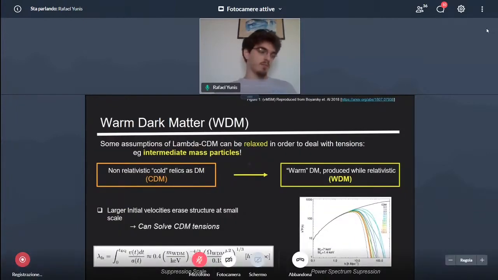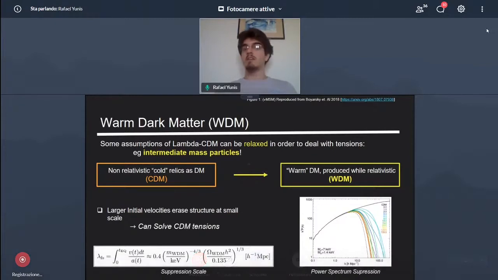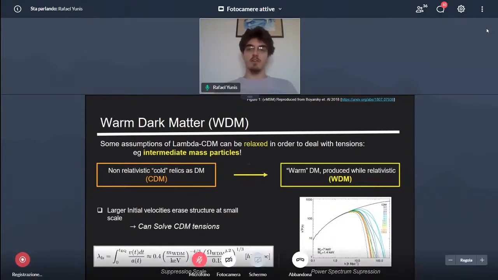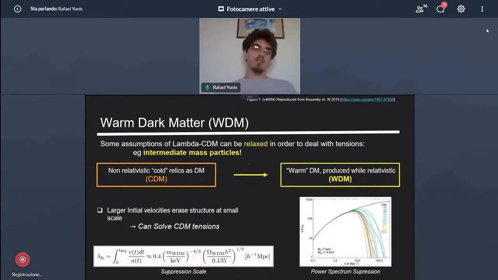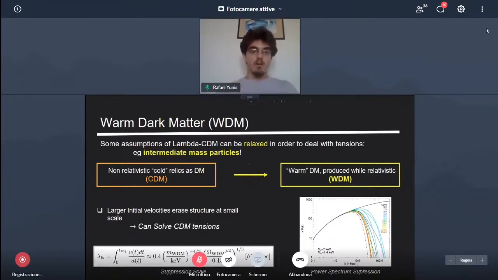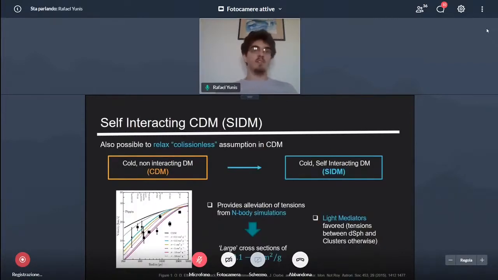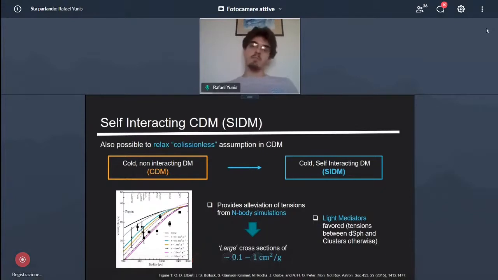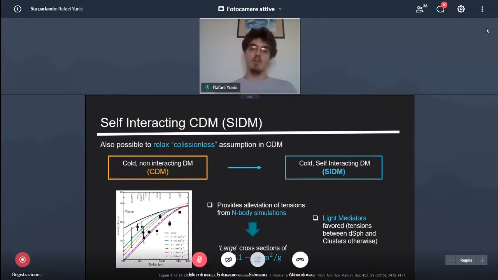So one of the few ways we have to solve some of these tensions is, for example, warm dark matter, using medium mass particles that are produced more relativistic. These have larger initial velocities and can solve some CDM tensions by erasing structure at small scale, at this suppression scale right here. Also, you have the option of self-interacting cold dark matter, relaxing the collisionless assumption, using cold and heavy particles, but self-interacting. This solves or alleviates some tension from the N-body simulations. This model favors light mediators and relatively large cross-sections.